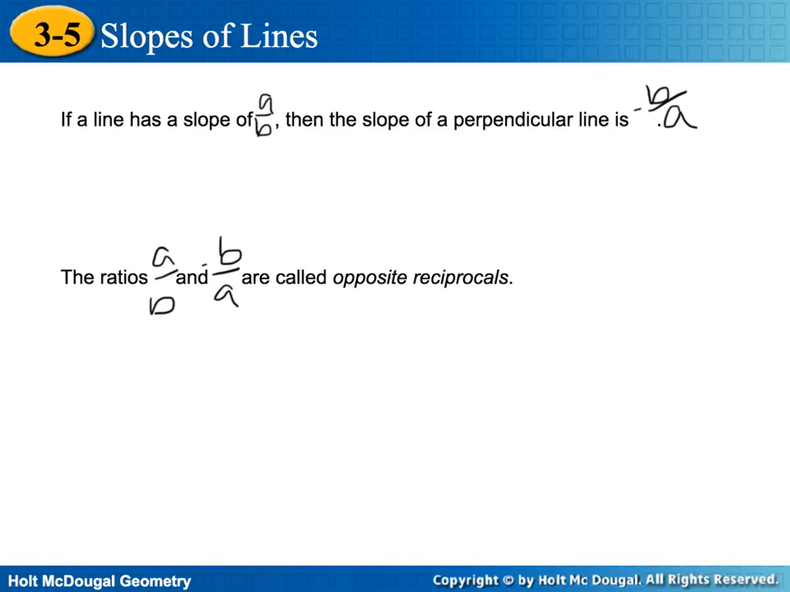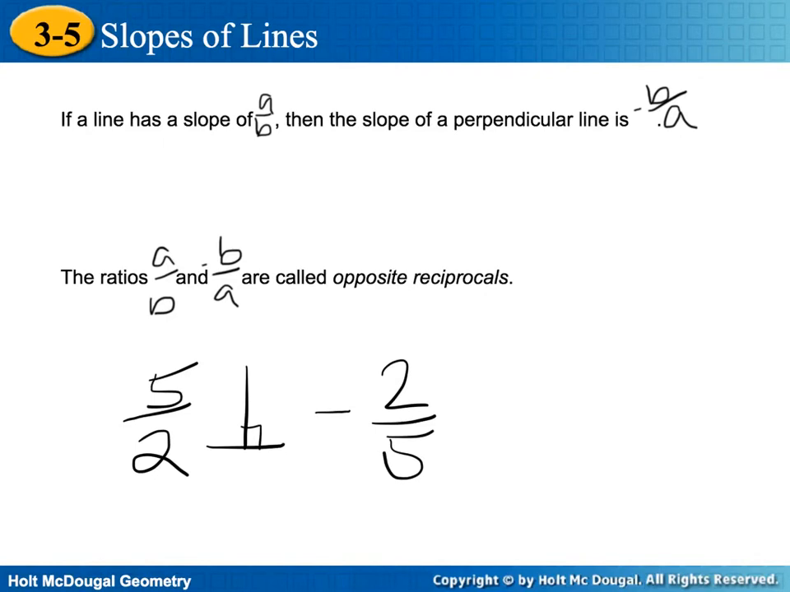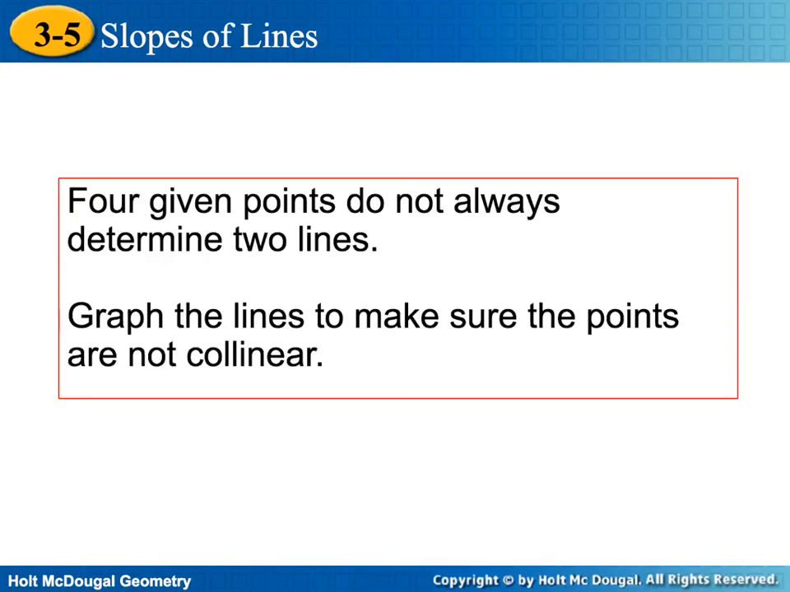All right, so if a line has a slope of a over b, then the slope of the perpendicular line has to be -b over a. This is called opposite reciprocals. That is your third buzzword, opposite reciprocals. So two lines that are perpendicular have opposite reciprocals. So if one line is 5 over 2, its perpendicular line is going to be the opposite, negative, and the reciprocal, which would be 2 over 5. These two slopes are perpendicular to each other. 4 given points do not always determine two lines. Graph the lines to make sure the points are not collinear. Side note there for you.